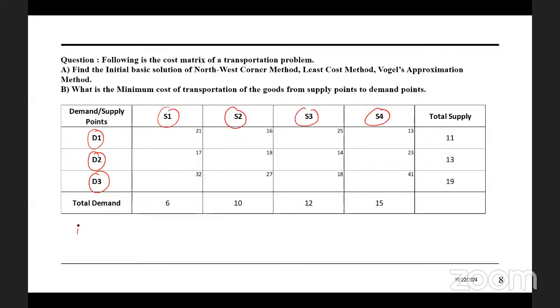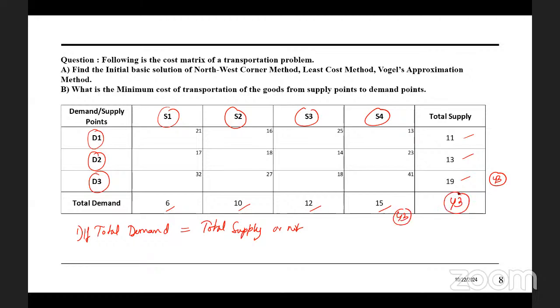The first step is that we need to see if total demand is equal to total supply or not. So the total supply here is 11 plus 13, 24 plus 19, which is 43. The total demand is 6 plus 10, 16 plus 12, 18 plus 15 is 43. So here the total demand and total supply are same.